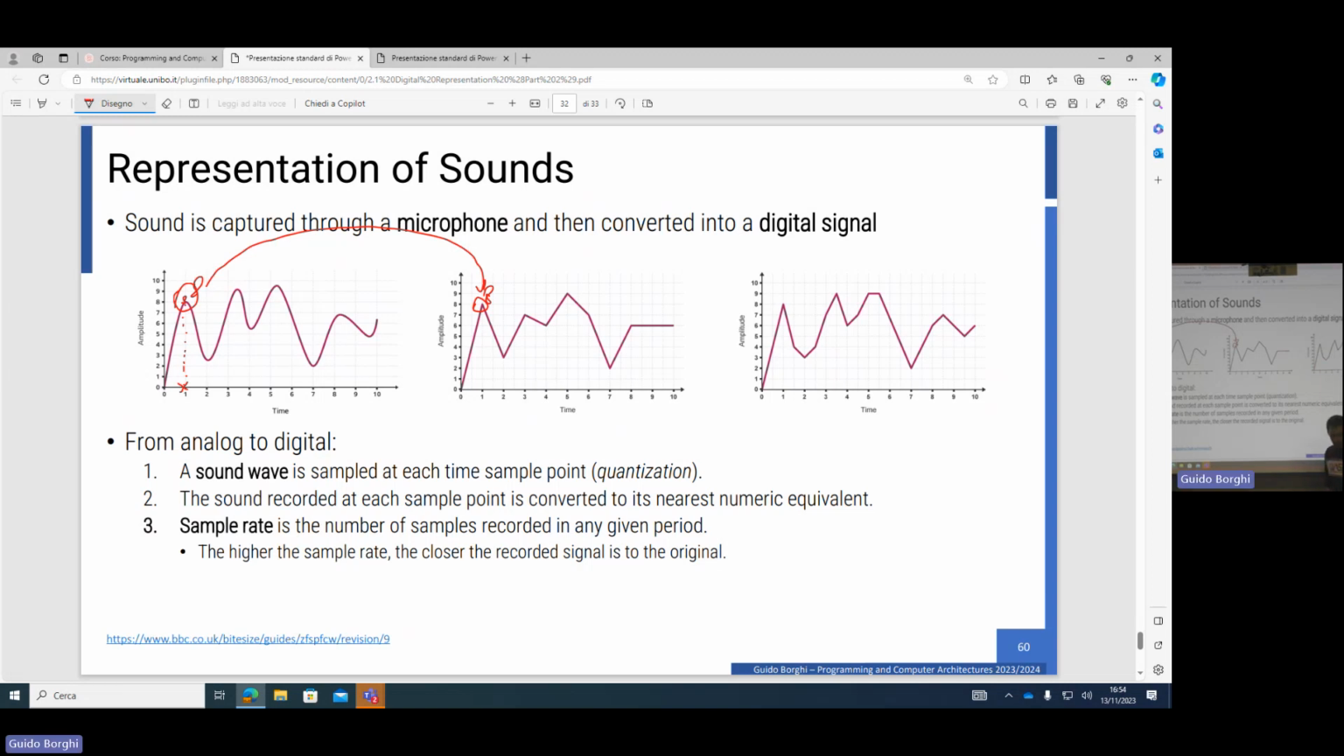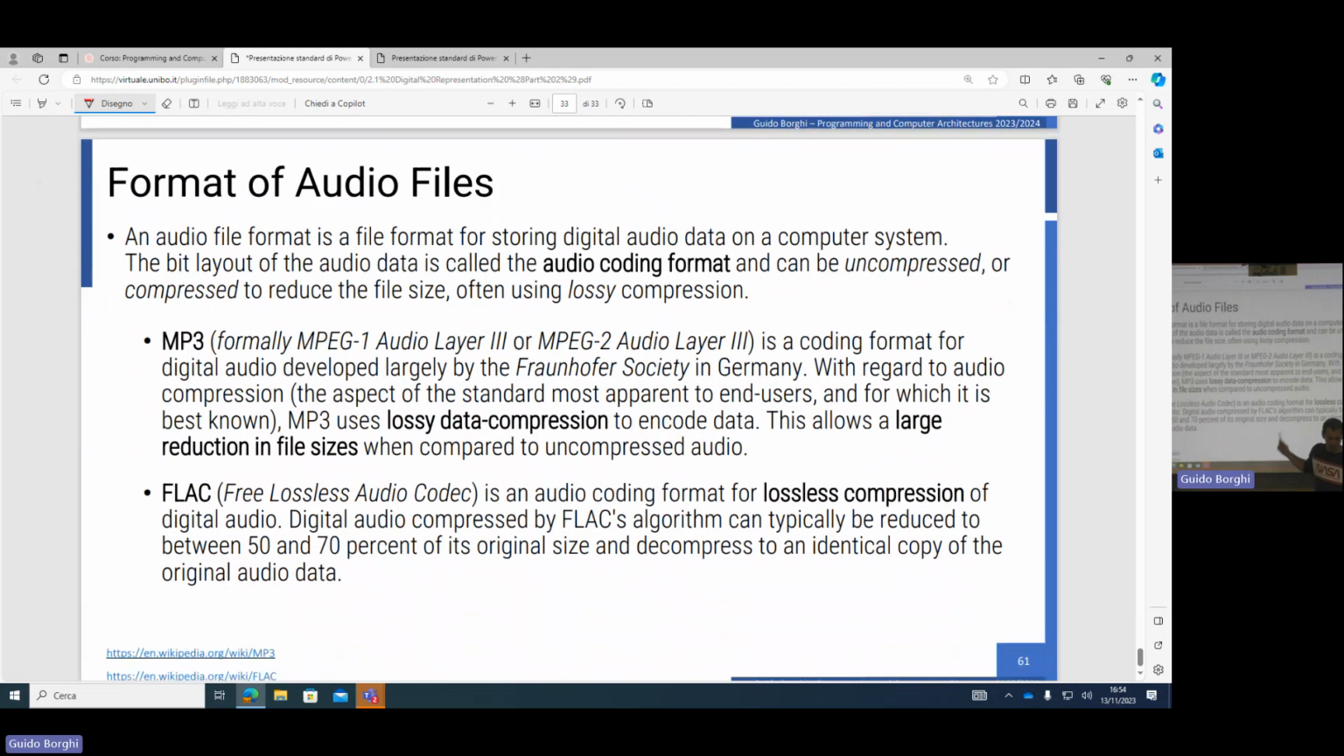And you can see this difference in audio files. For example, if you use the MP3 format, usually you have a lossy data compression, so you lose information with MP3. MP3 is created to save space in our digital players. So we have a lossy data compression, but it allows a large reduction in file size. That's why we use the MP3 format in our digital storage.